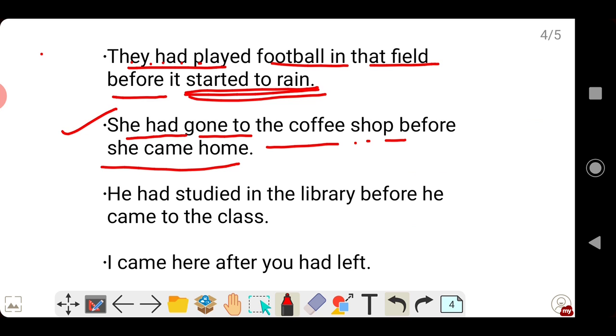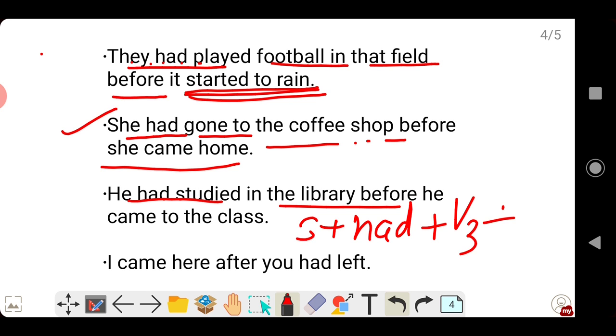He had studied in the library before he came to the class. Before he came to the class, he had studied in the library. You must be wondering about "he had studied." The rule of the past perfect tense is: subject plus had plus verb third form plus object.